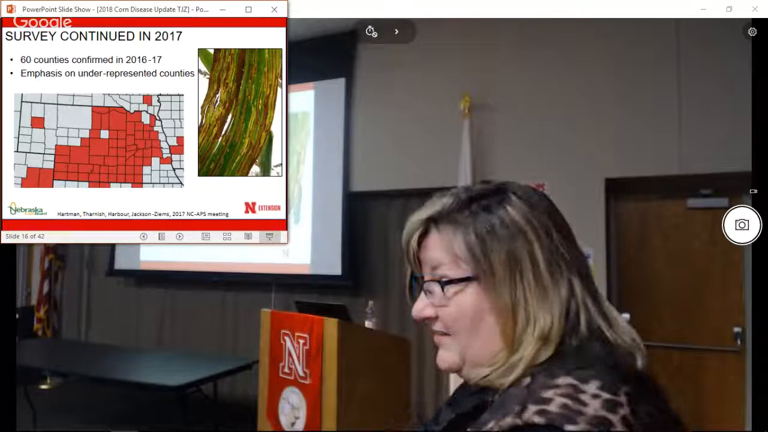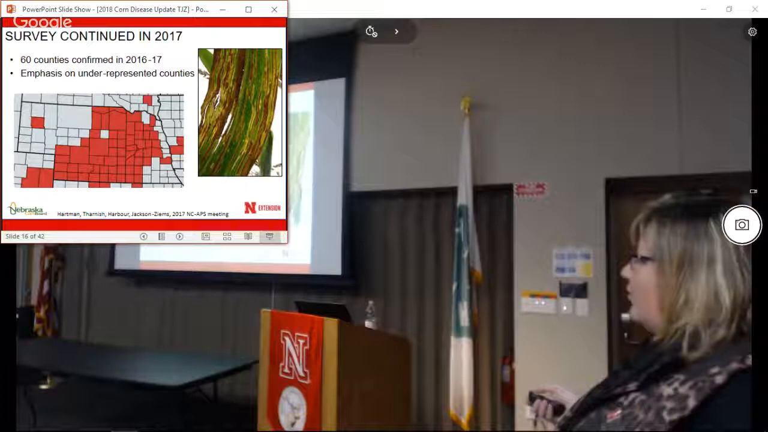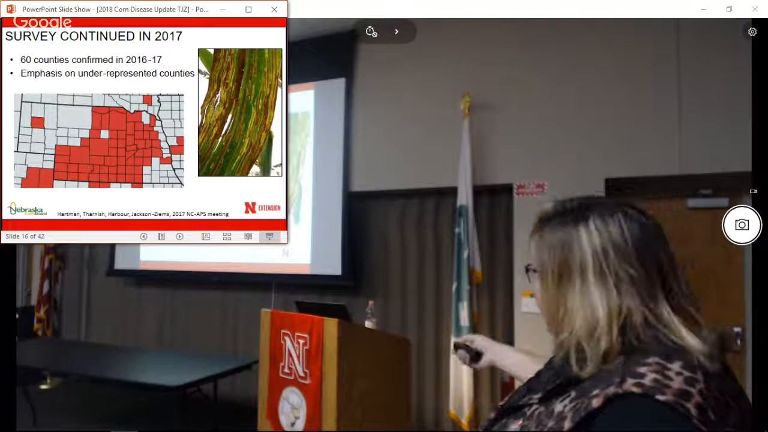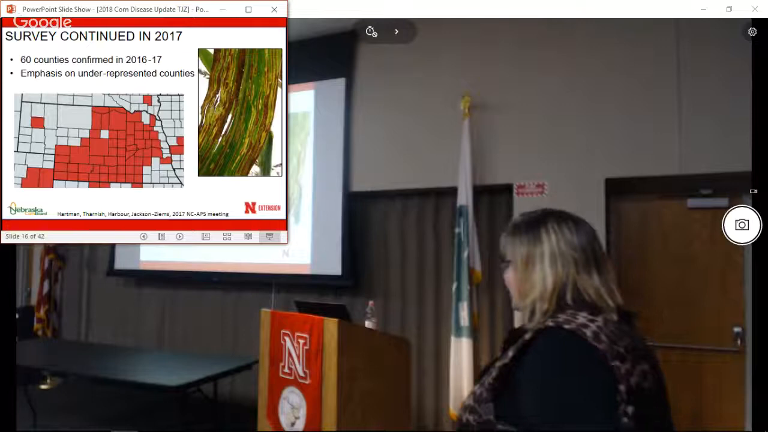And so, you know, we're not trying to color the map in, but where the disease is, we definitely want to confirm it and let people know. This one drives me crazy up here. There may only be two cornfields in Loup County, but I'm going to find it out there eventually, because you know it's got to be there.